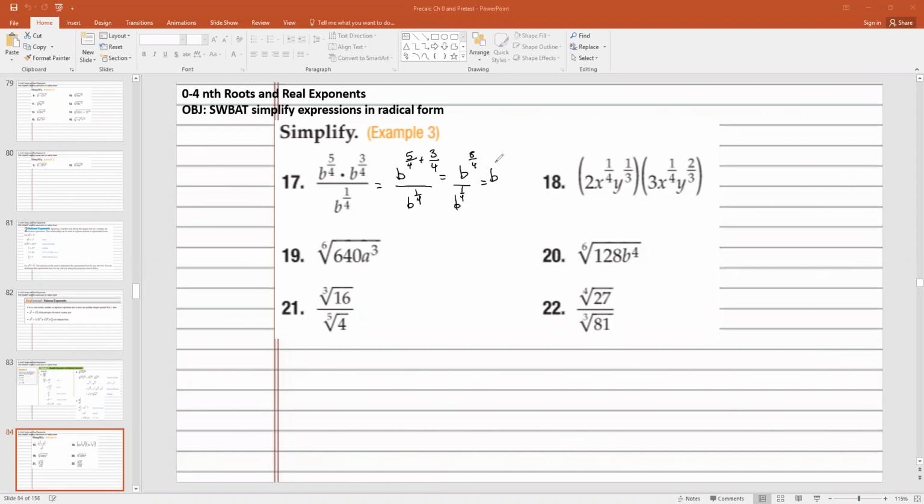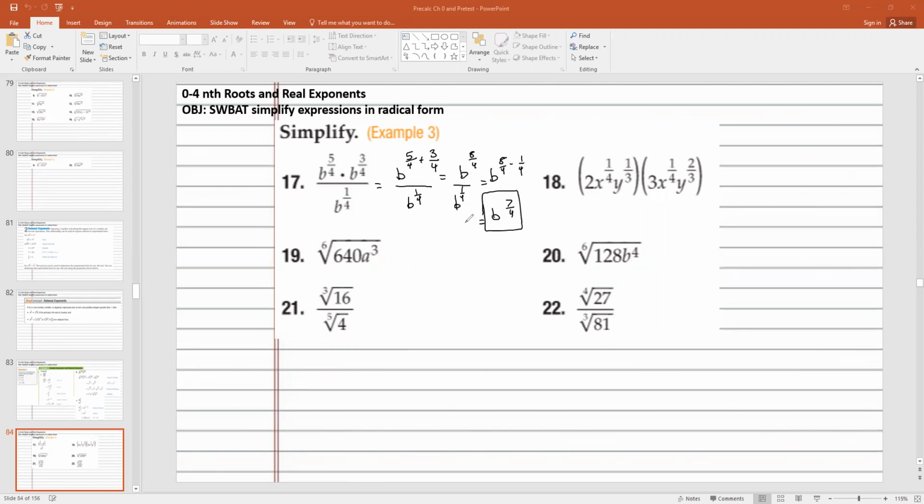So the bases are the same. When you multiply, you add; when you divide, you subtract the exponents. So 8/4 minus 1/4, and 8 minus 1 is going to give us 7. And there you go.